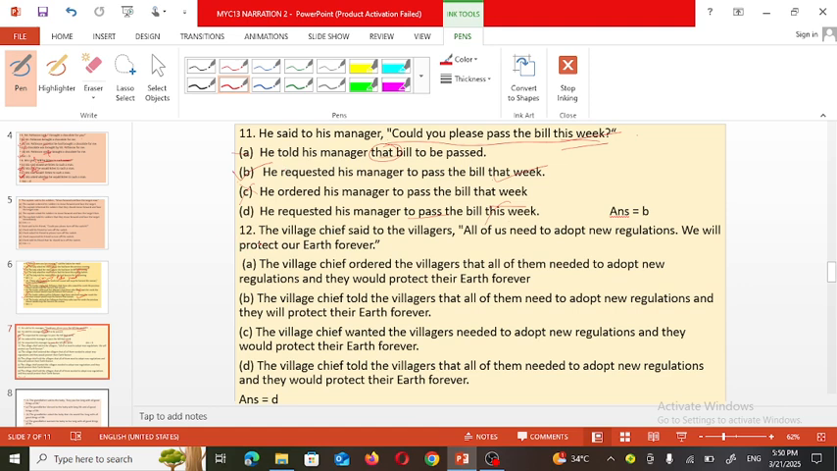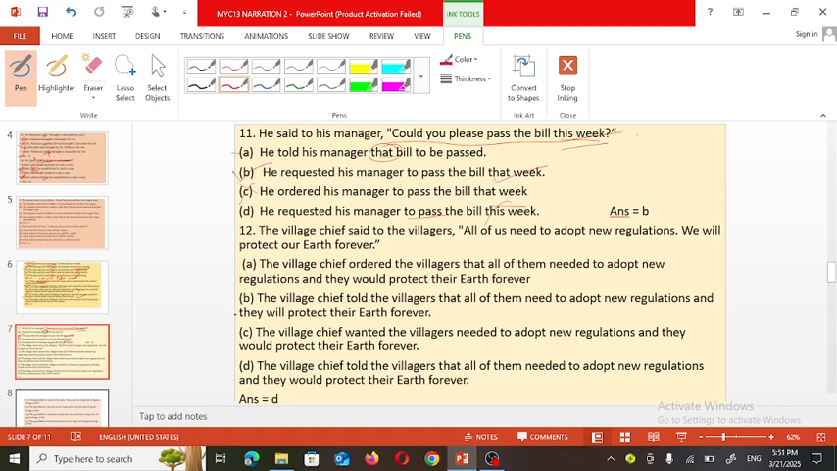Now see the next statement. The village chief said to the villagers, "All of us need to adopt new regulation. We will protect our earth forever." Now, this is the dialogue of the village chief. What can we say? "He told" can be there, "he wanted" won't be there. "He ordered"? No, it is not an order.